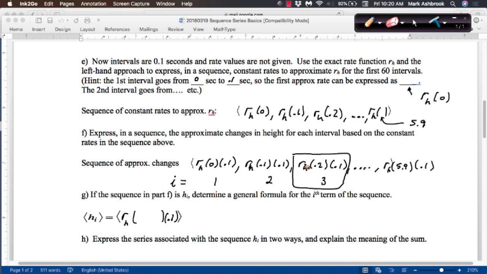Almost. Okay, so here's i is 3, so 3 times 0.1, but that's 0.3, not right. So you're going to take i minus 1 times 0.1, or over 10. So you're going to take i minus 1 and multiply by 0.1 or divide by 10. And that gives you the left side of the ith interval.